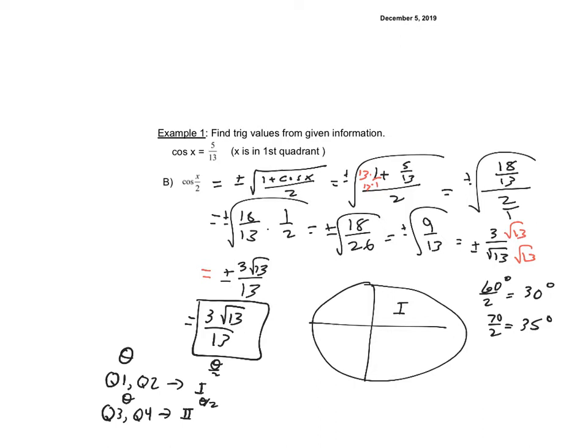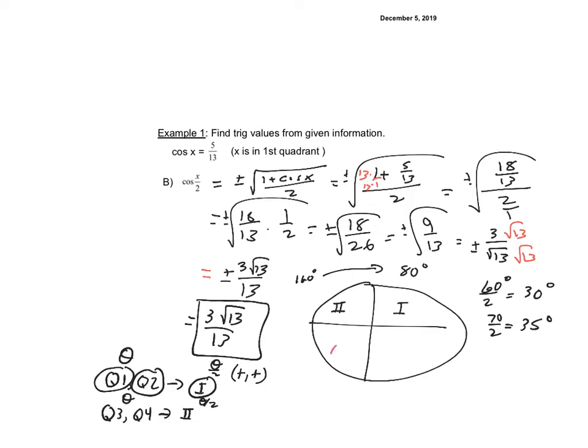So for instance, if I'm in quadrant 2 over here, and let's say I have a 160 degree angle, and I divide that by 2, I'm going to end up over here in quadrant 1, with an 80 degree angle. So whether you're in quadrant 1 or quadrant 2, your half angle is always going to be in quadrant 1. So therefore, you're always going to have a positive and a positive for both sine and cosine. All right, so then what about quadrant 3 and quadrant 4?